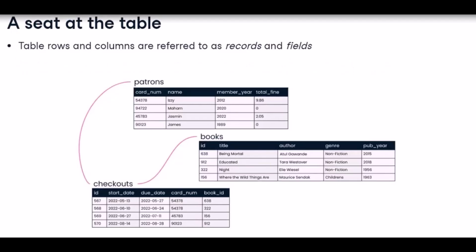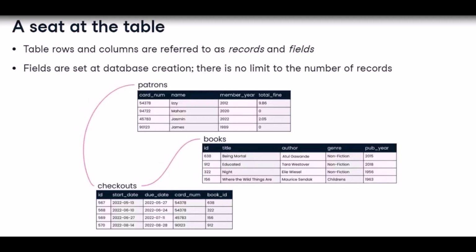Let's take a closer look at the main building block of databases. What are the main building blocks of databases? They are tables. Tables are the main building blocks. Tables are organized into rows and columns in the world of databases. Rows are often referred to as records and columns as fields. A table's fields are limited to those set when the database was created, but the number of rows is unlimited.